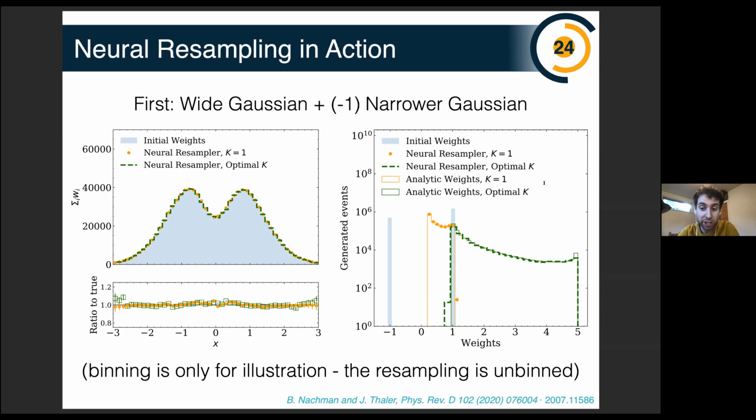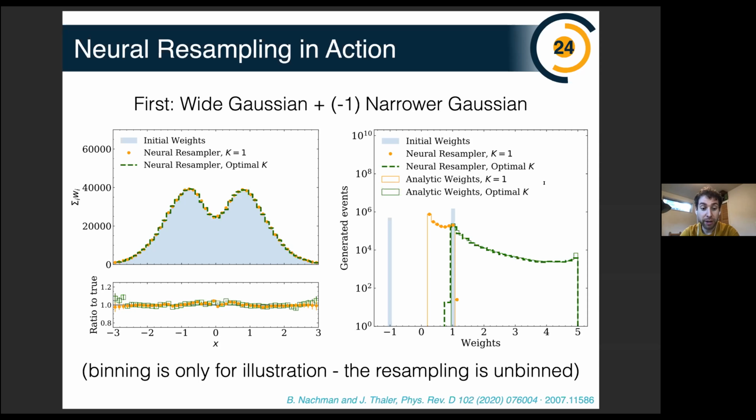What's nice about the Gaussian case is that we can actually derive analytically what the weights are. So we can compare our neural network to the values of the analytic weights, and we see that they're the same. It's hard to see on this plot, but behind the histograms there are also lines, and they're exactly the same. And the distribution for the optimal K has a broader weight spread because it has to account for the events you've thrown away, which we'll see in a second.